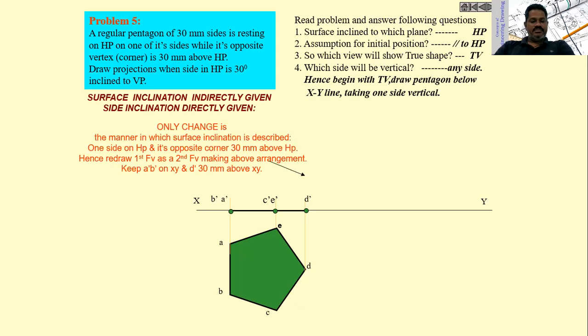Now, as you can see, in the second step, I am proceeding first. It is given that one of its sides, while its opposite vertex, is 30 mm above the HP. So one edge of the pentagon is 30 mm above the HP. I'm locating the point 30 mm above the HP.